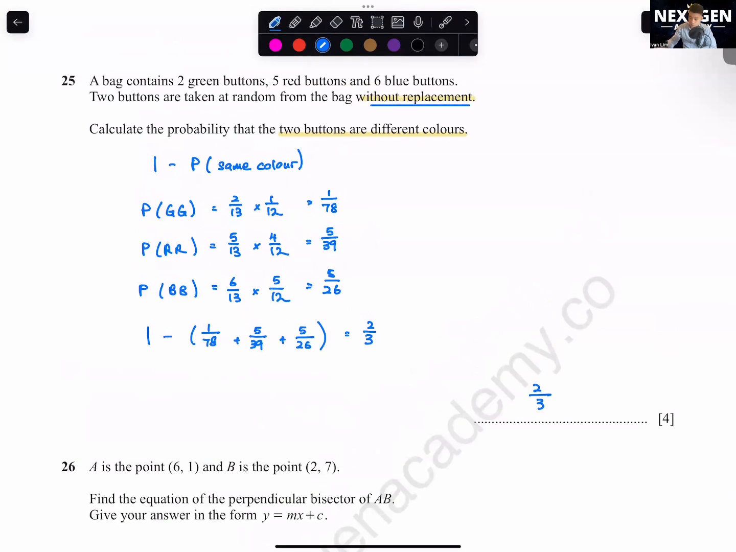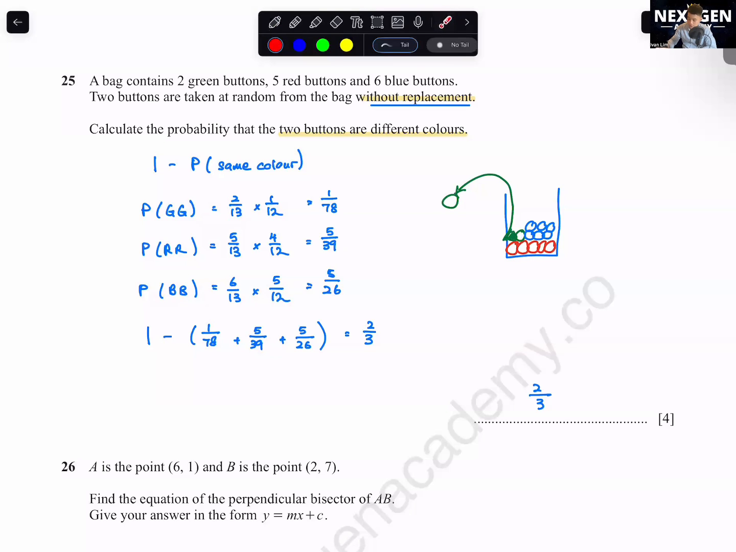Without replacement. So imagine you got a bag here like that. You got 5 red: 1, 2, 3, 4, 5. 2 green. Then 1, 2, 3, 4, 5, 6 blue. Let's say you take green out like that. Your first one, you take green already. So this green is out already. That means no more here already.